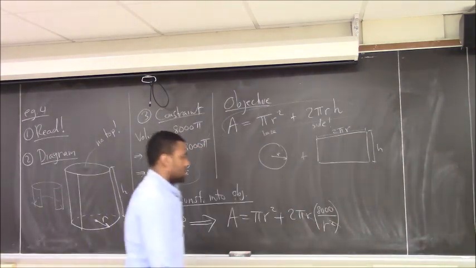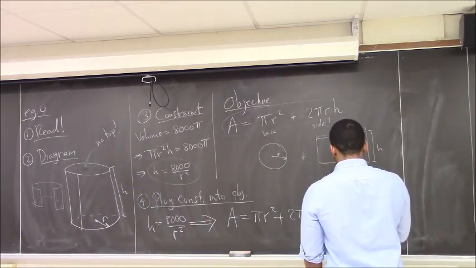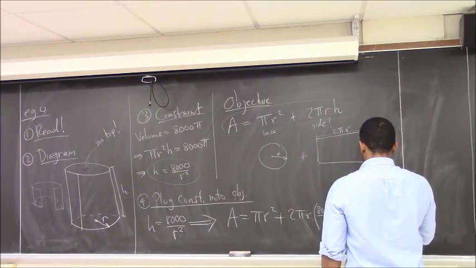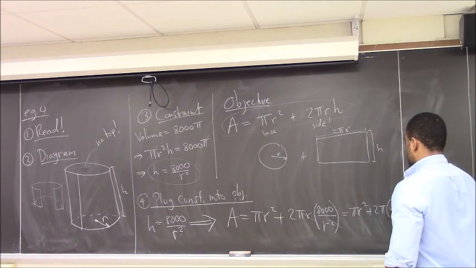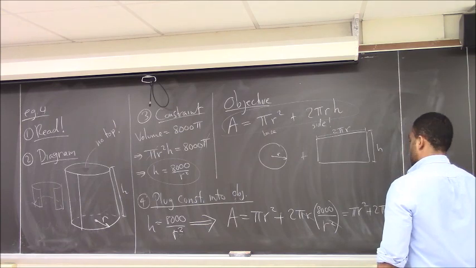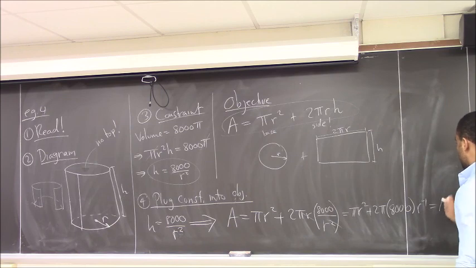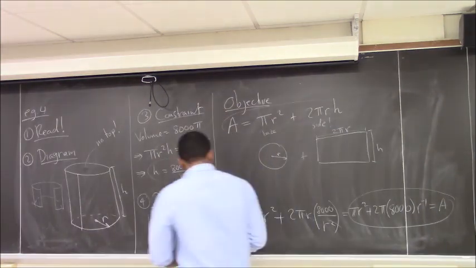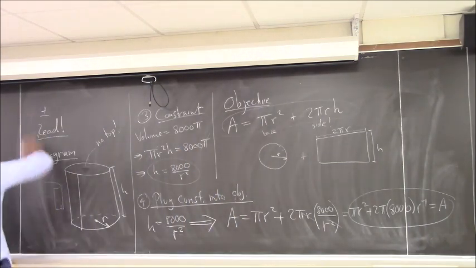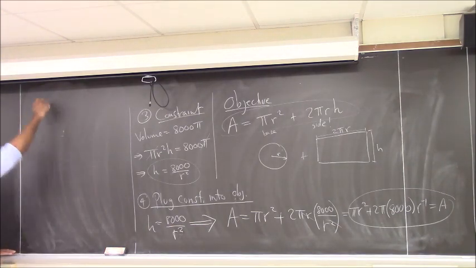And cancel that. So I can write this as pi r squared plus 2 pi times 8,000 r to the minus 1. That's my constraint equation. No vertex form for that equation, so we have to use calculus. Move on to the fifth step, where we're going to want to minimize this.